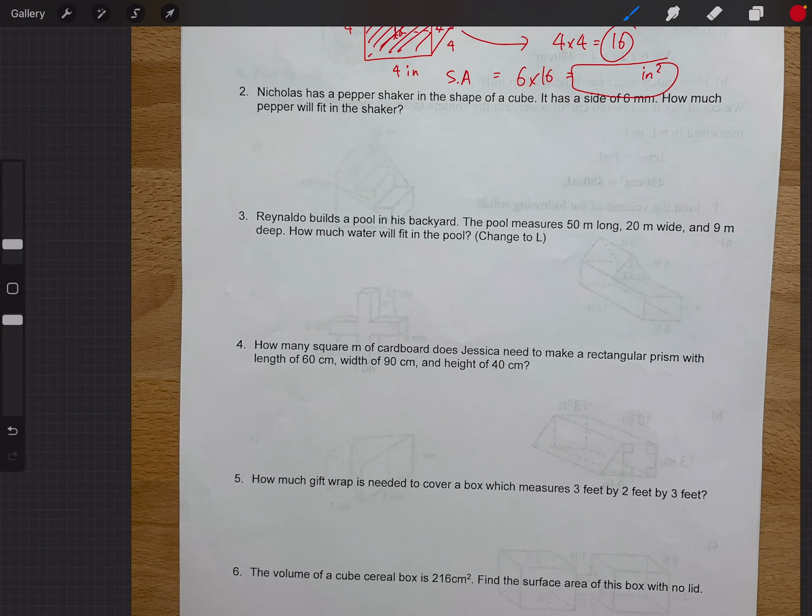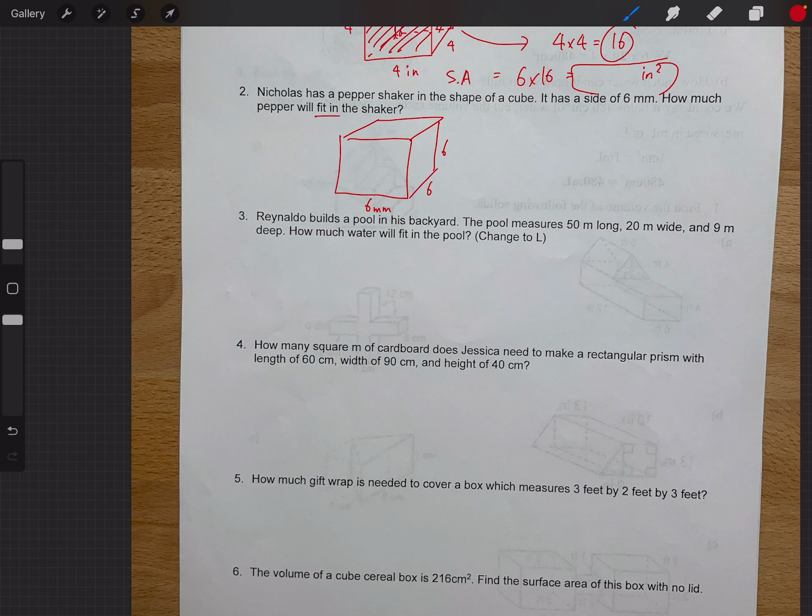Alright, next one. Nicholas has a pepper shaker in the shape of a cube, another cube. It has sides of 6, is that 6? 6 millimeters. So, okay, this one has 6 millimeters. All the sides are 6 millimeters. It says how much pepper will fit in the shaker.